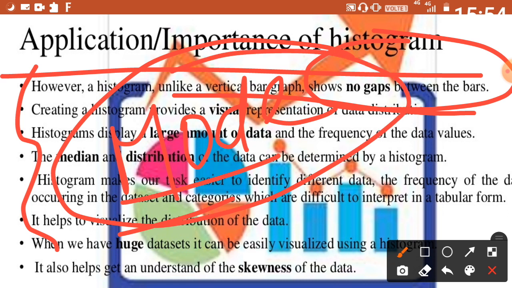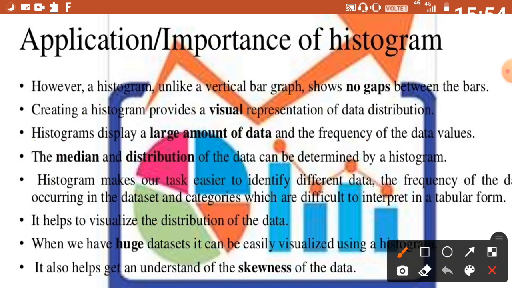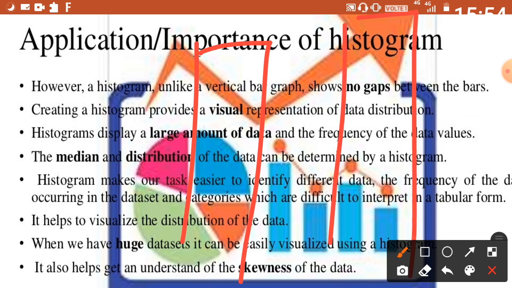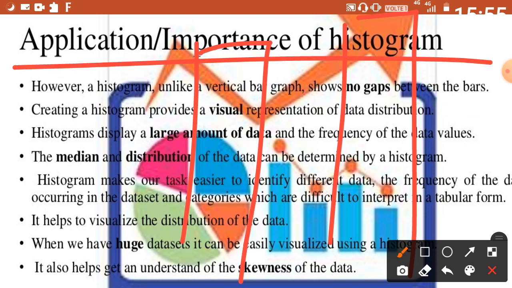So what is actually the mode? The mode is the one which has the highest frequency. By looking at the bars, we can easily say which one has the highest frequency, and the one which has the highest frequency is the modal class, or we can say the mode of that tabular presentation. So this is the importance of the histogram.